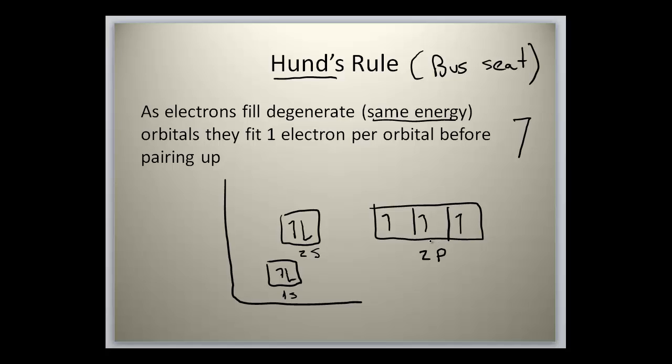If we were going to add an 8th electron, we would put that 8th one there, and then there, and then there. You could just as easily have paired up that one, then that one, then that one. It doesn't matter which order you go in, as long as you put 1 in each of the p orbitals and then pair them up. So that's what we refer to as Hund's rule, which is oftentimes called the bus seat rule.